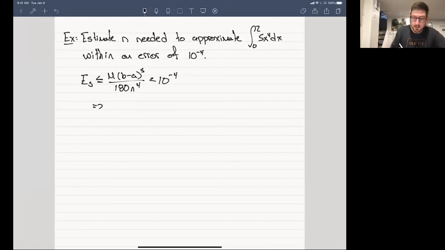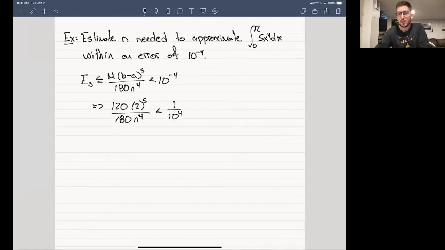So let's write this a little better. We knew that M was 120. We knew that b minus a is 2, so 2 to the 5. I have 180 n to the 4, and this is less than 1 over 10 to the power of 4. Now, you can rearrange this and you can find what n to the 4 has to be. So it says n to the 4 has to be greater than 64 times 10 to the 4 divided by 3.